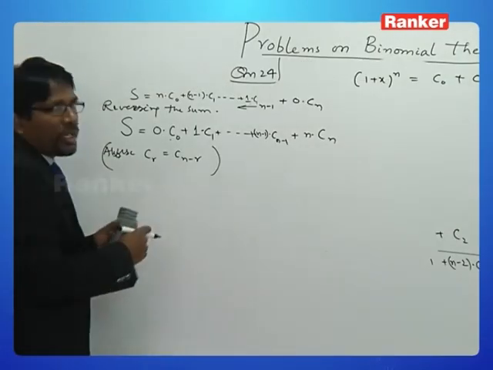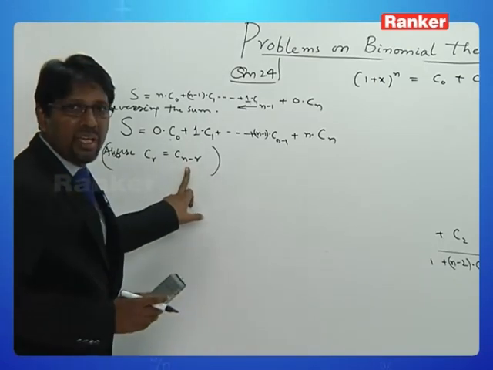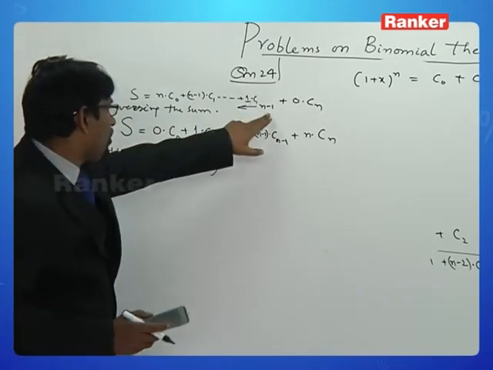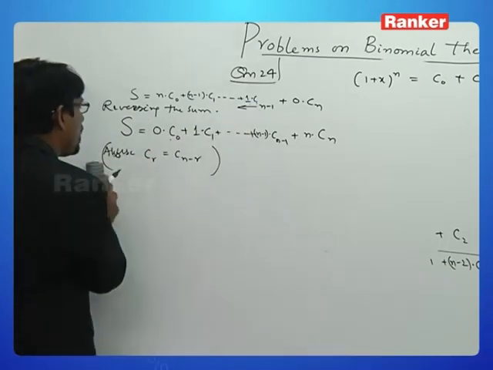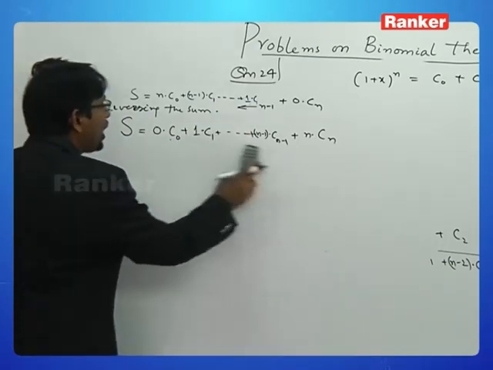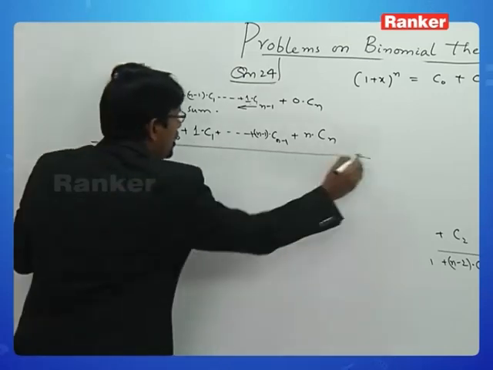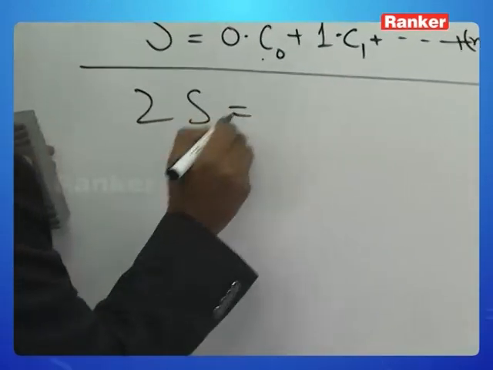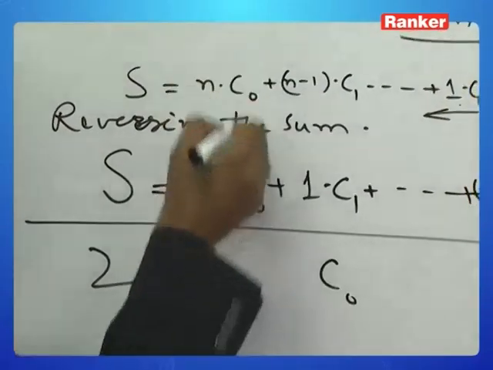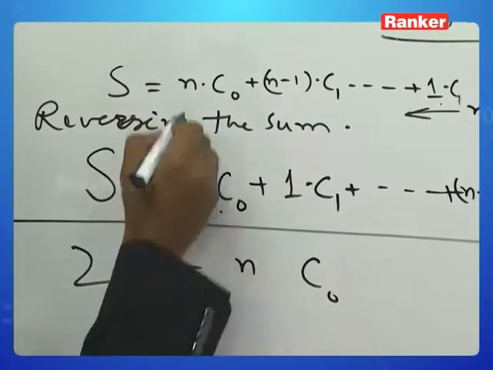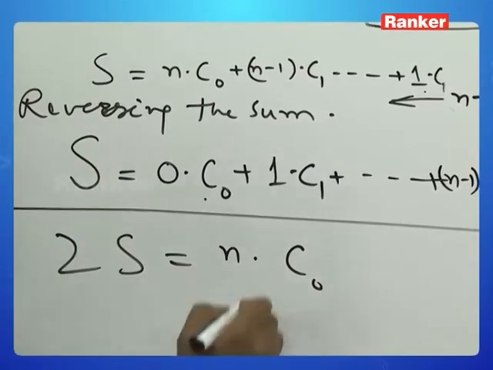I'm making use of the fact that nCr is same as nC(n minus r). And what am I doing? We're reversing the summation and writing it. So now what we do is we'll add up this S and S. This 2S, we'll consider 2S. What do we have? C0 taken common in the first column. We have n into (n plus 0), n into C0.